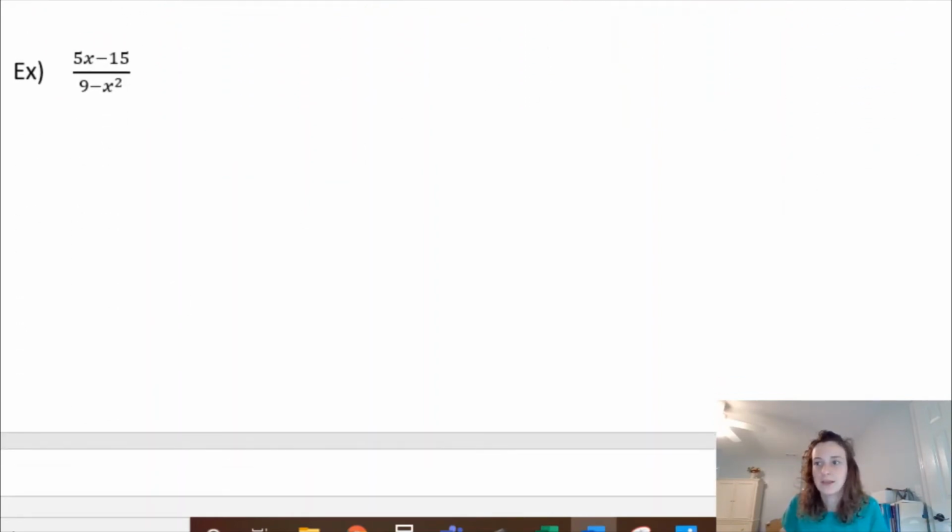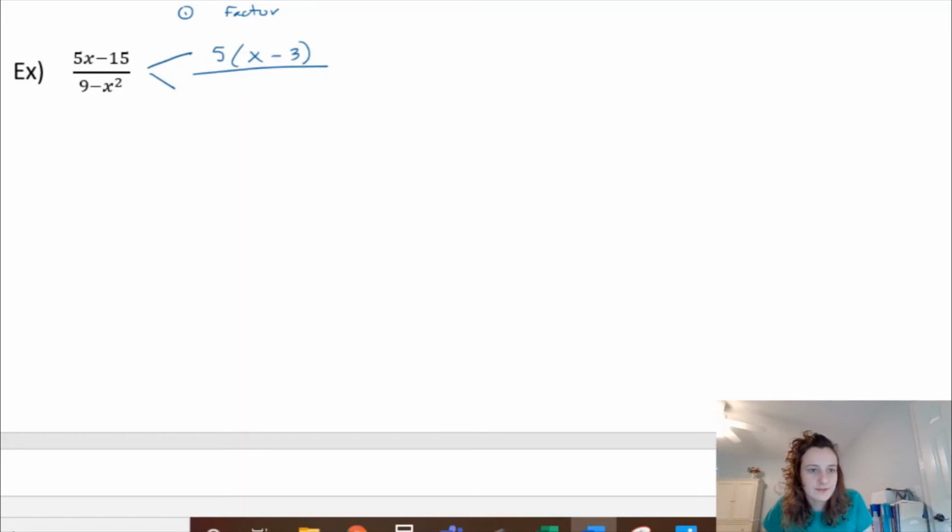5x minus 15 divided by 9 minus x squared. Okay, so again, step 1 is you want to factor. Maybe it's easiest to come across like this. In the numerator, I can factor out a 5. So now I have 5 times x minus 3. Notice here in the denominator that I have the difference of 2 squares. If you have a squared minus b squared, then that's going to be a plus b times a minus b. So in this example, my a here is 9, whose square root is 3. So now I'm going to have 3 plus the square root of x squared, which is x, 3 plus x, and 3 minus x.